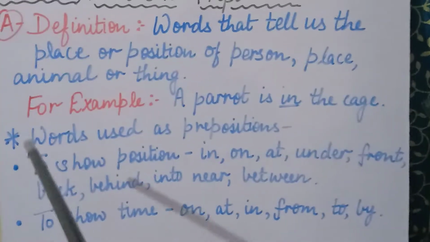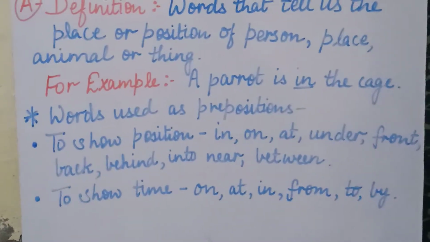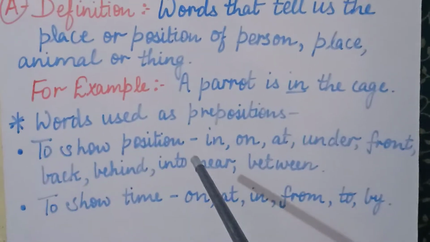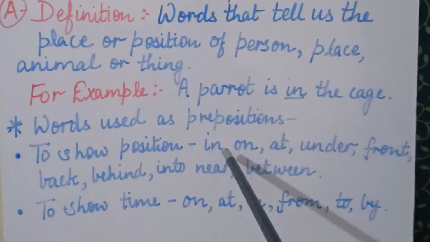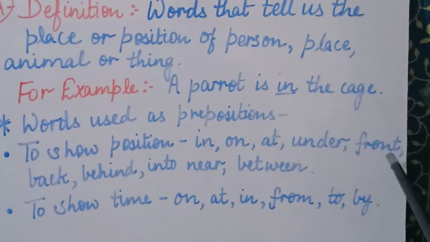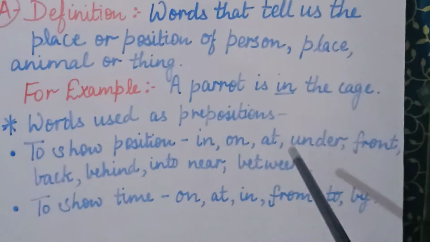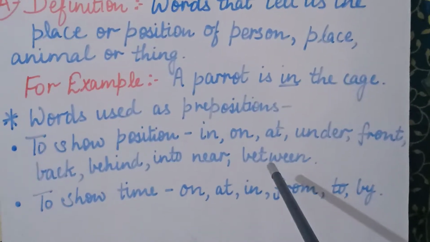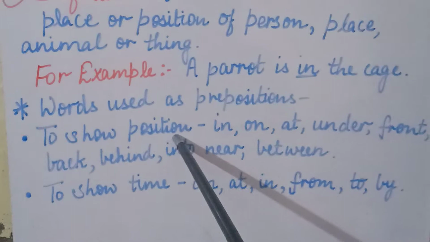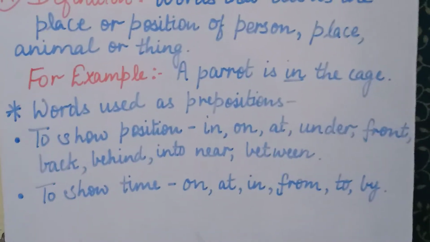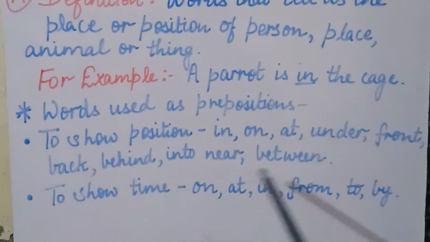Now the most important point here is words used as prepositions. Now what are the words which are used as prepositions? So the first thing is to show position. If we want to find out the position of any noun, we will use the prepositions in, on, at, under, front, back, behind, into, near and between. These are the words which will be used as prepositions when we are telling about the position of nouns. If we tell the position of any noun, that is any person, place, animal or thing, then we will use these prepositions.